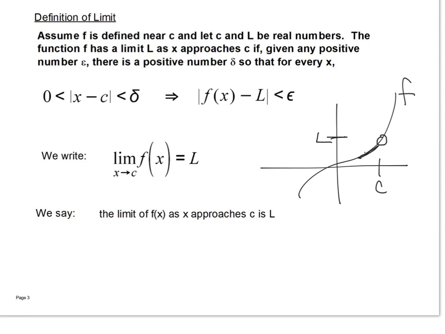So as x is getting close to c, either way actually, as we're getting closer this way and as we're getting closer this way, the function has a limit L if, given any positive number epsilon, that's the Greek letter epsilon, there is a positive number delta, so that for every x, we have the absolute value of x minus c less than delta. So wherever your x is and your c is, remember, x is getting really close to c. So that delta is getting really small, okay?